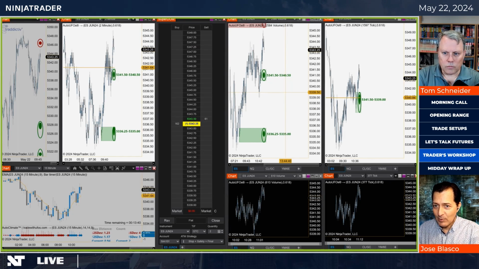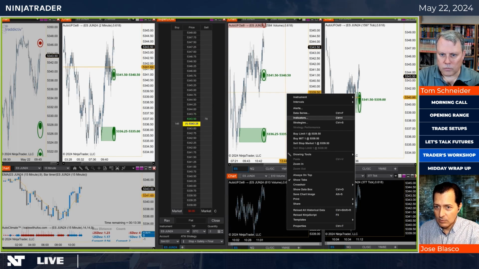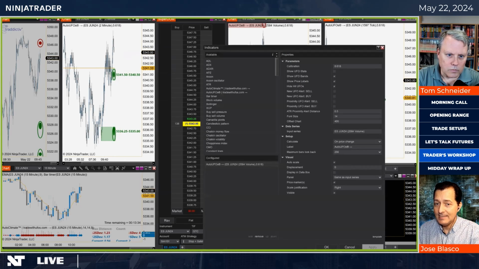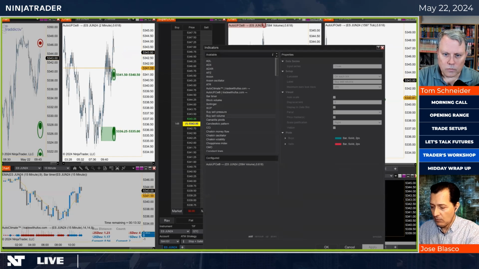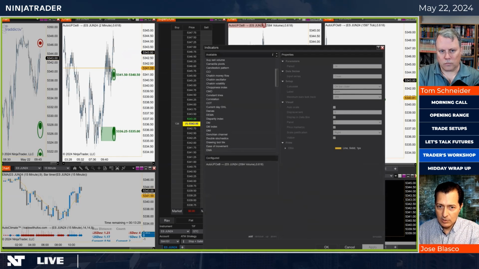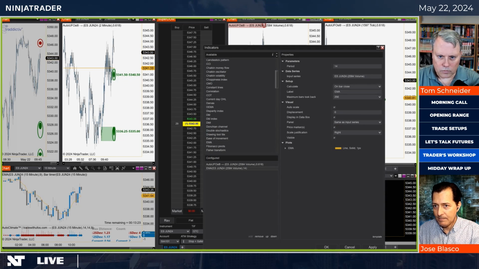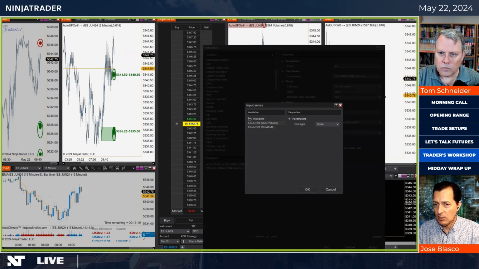So what I'm going to do is right click on the chart, go to indicators, and find that 9 EMA I mentioned before. So I'm just going to look for EMA on the list of indicators. Okay, and when I double click to add my EMA, notice I have set up my chart with two inputs. That chart, even though it's one chart, has two input series.